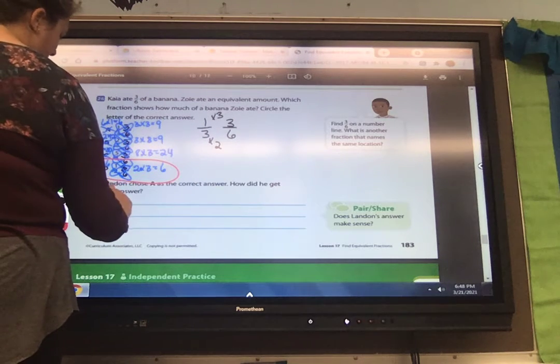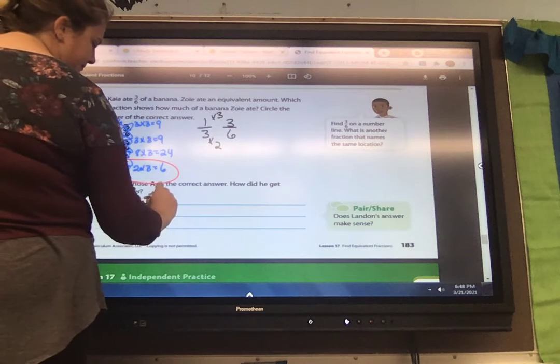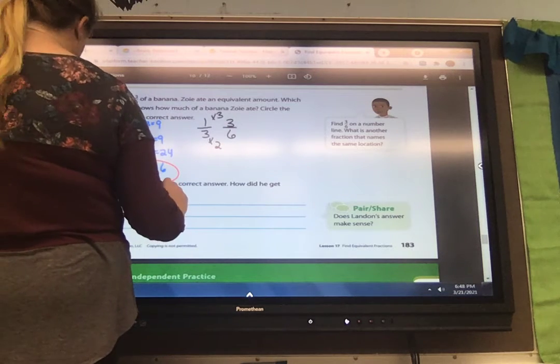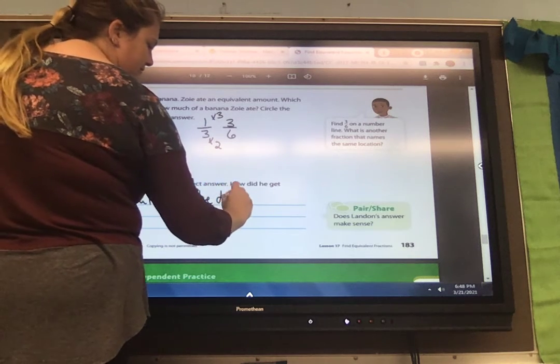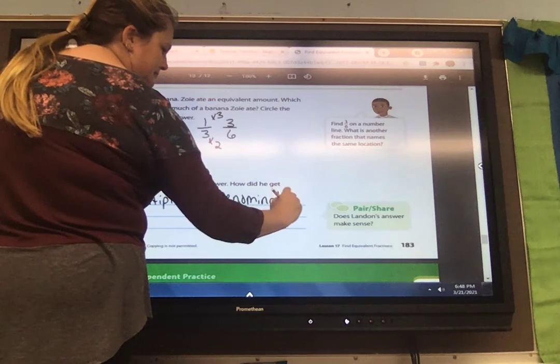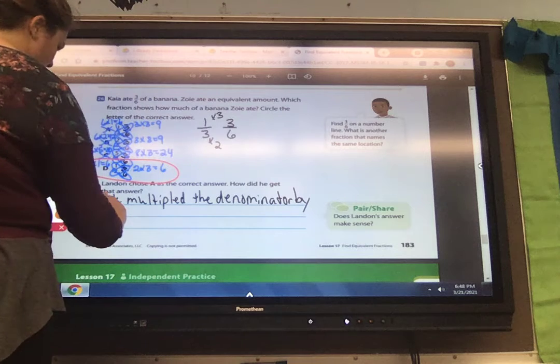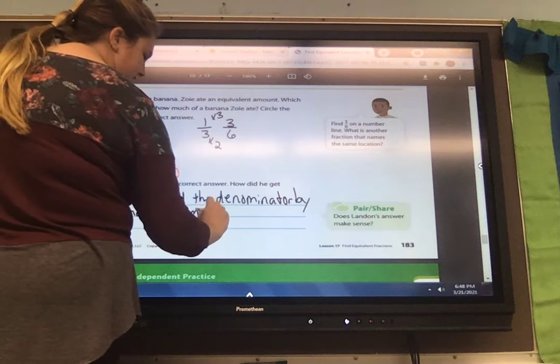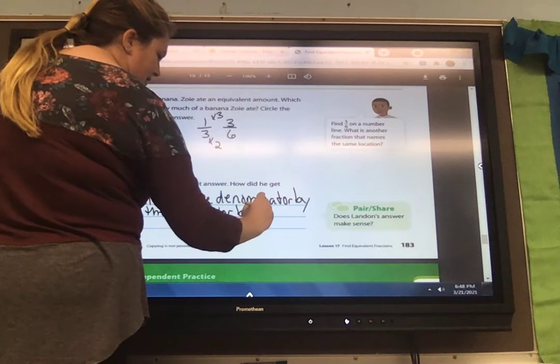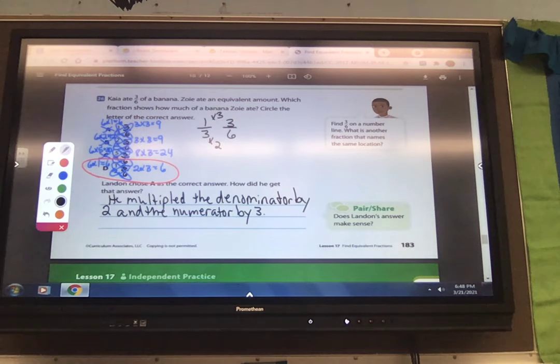I'm going to say he multiplied the denominator by 2 and the numerator by 3. And we know you can't do that. You have to use the same factor. Whatever you do to the bottom, you have to do to the top. So that's the only thing I can figure out he did wrong, is he multiplied them by two different things. Okay?